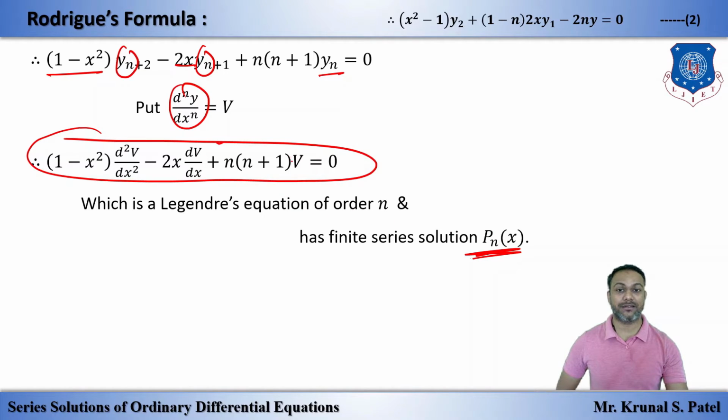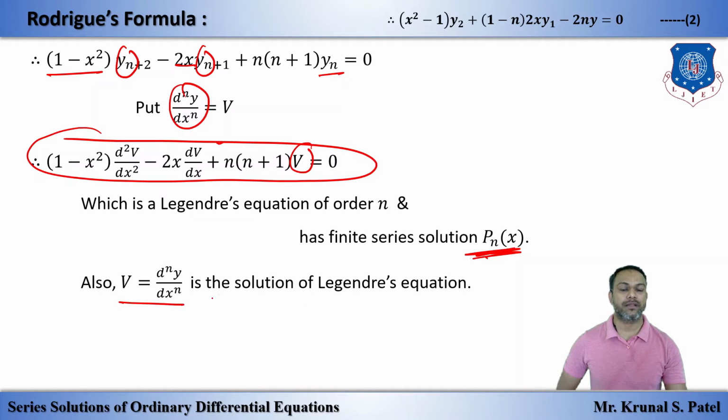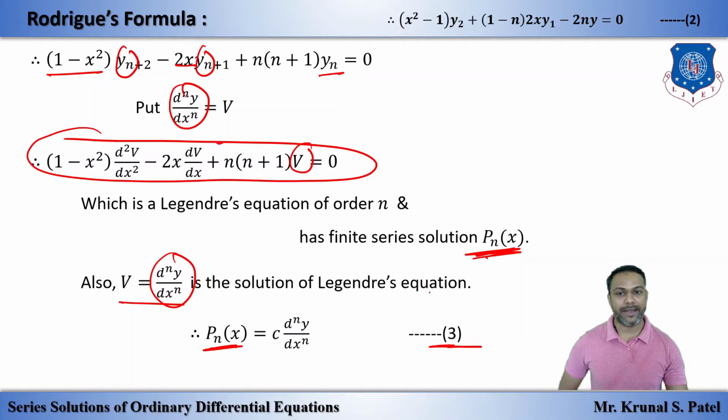So we can say that v is equal to this. Okay, so v is equal to this is the solution of Legendre's equation. Okay, and we can write Pn of x is equal to the same as this. This is our v, because we assumed this. This is our equation number 3. Now we will find the value of c.